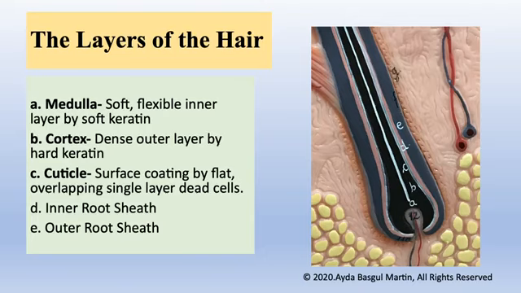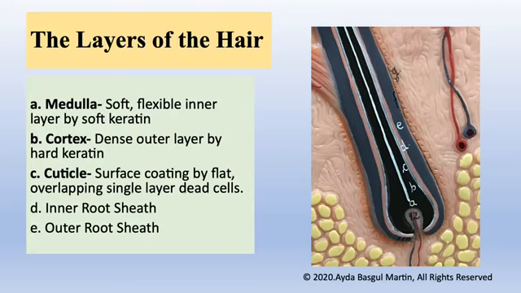The layers of the hair are shown in the picture and labeled with the same letter on the list. Mainly there are three layers: medulla, cortex, and cuticle. As shown, the medulla is the soft, flexible inner layer formed by soft keratin. The cortex, the dense outer layer formed by hard keratin, composes most of the hair shaft and contains much of the melanin that gives the hair its color.